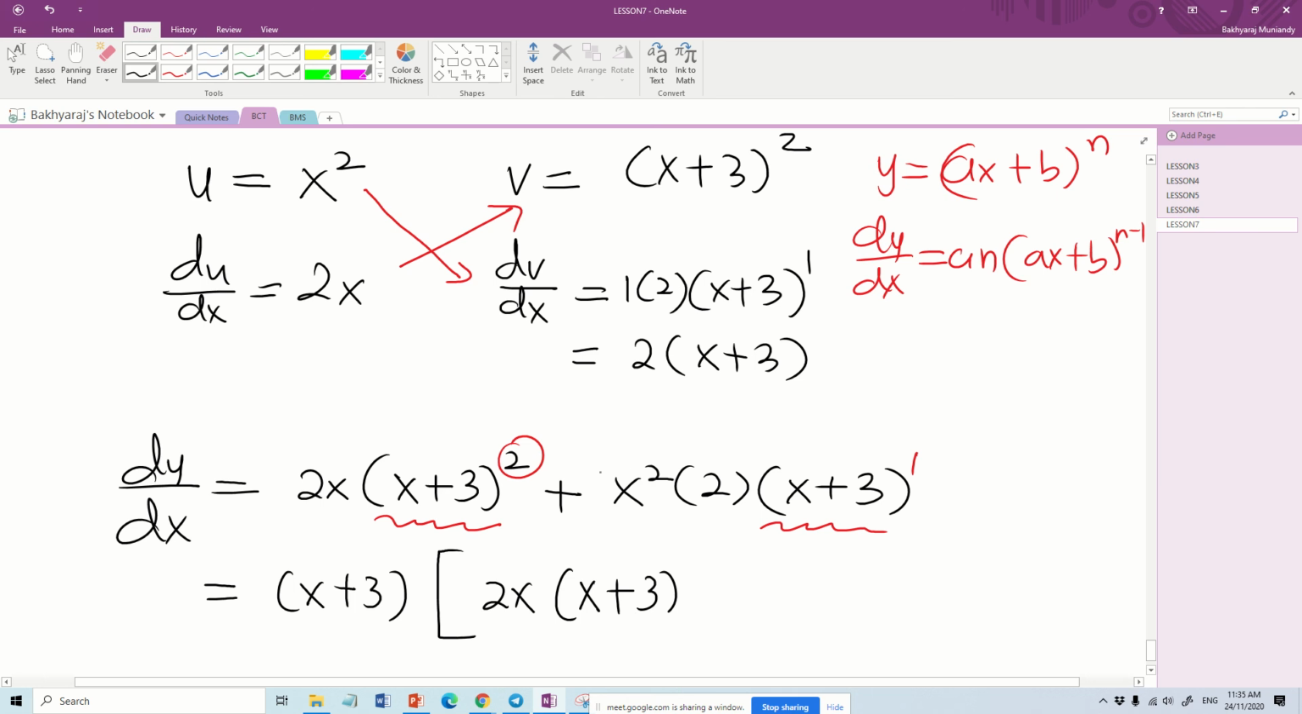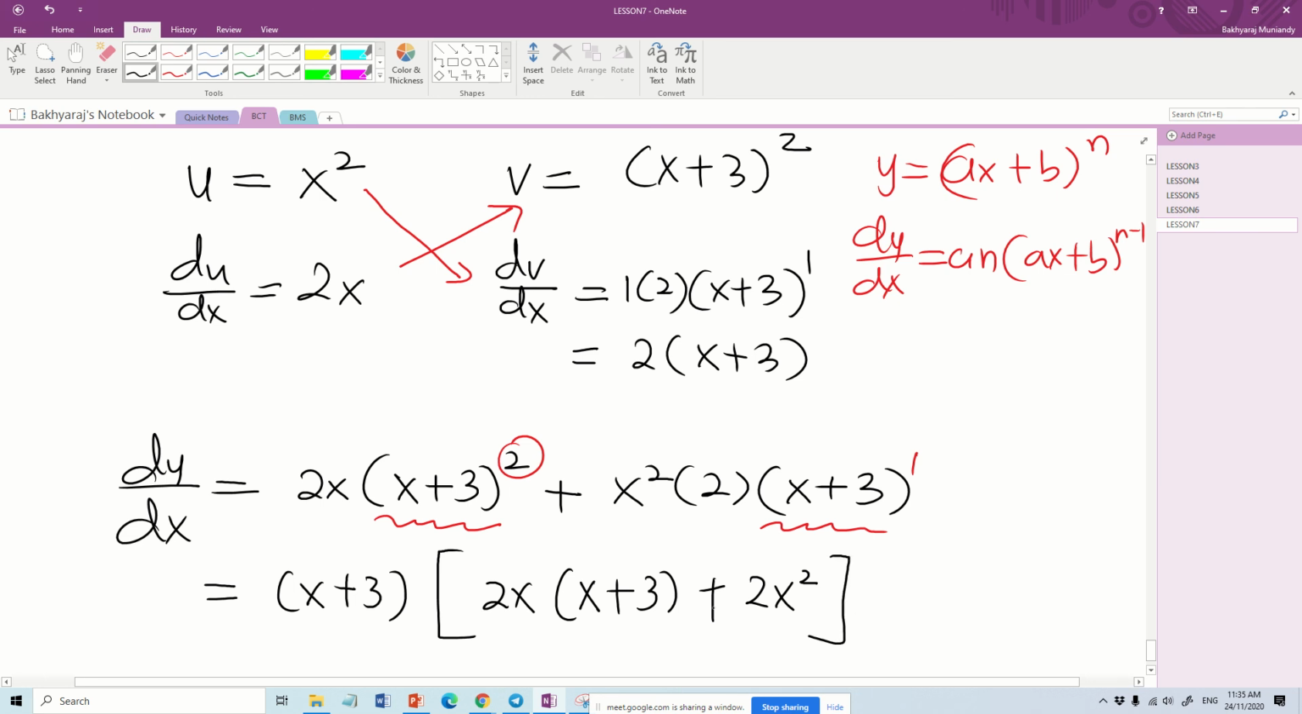So kita kembang dia jadi kuasa 2 plus ini akan jadi 2x square. Ini akan jadi 2x square. Dan x tambah 3 sudah pergi keluar, so kita boleh close bracket dia.